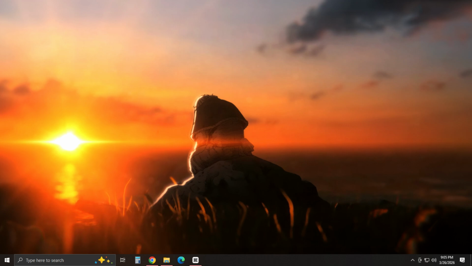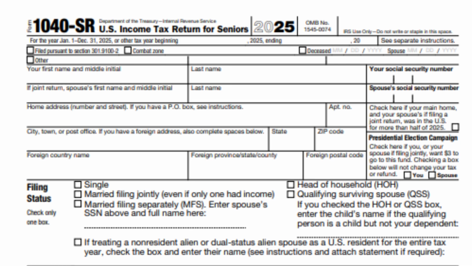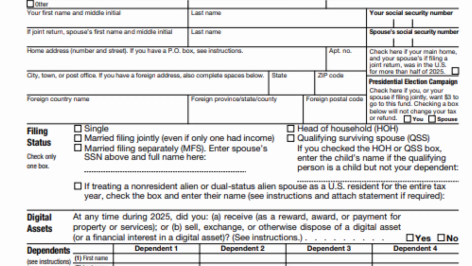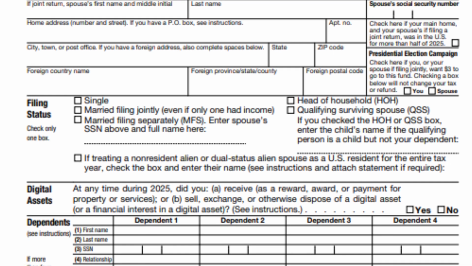I'm going to show you how to complete the process of filling out IRS Form 1040, whether you're filing taxes for the first time or just need a refresher. This guide will help you step by step, so let's get started.